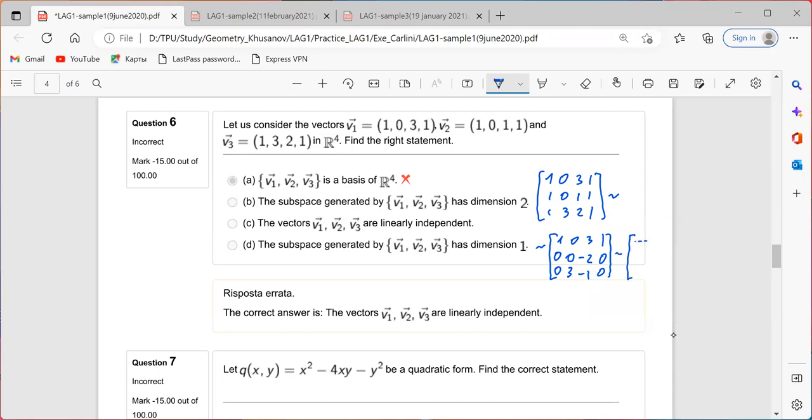The first row we will not change. The second and third rows we can interchange. That's why we will obtain 0, 3, minus 1, 0, and 0, 0, minus 2, 0. So how many leading elements do we have here? 1, 3, and minus 2. 1, 2, 3. 3 leading elements in the row echelon form. It means that all 3 rows, or all 3 corresponding vectors V1, V2, V3, are linearly independent. That's why the correct answer will be C.